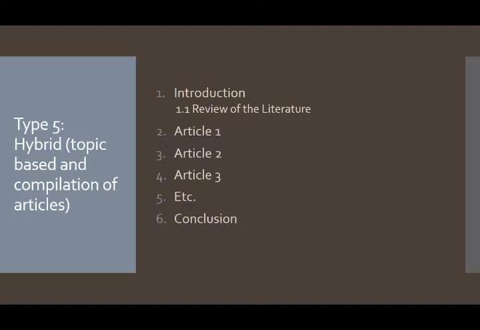The fifth and final type is called a hybrid, and this is a combination of the topic-based and compilation of articles. As you will recall, the topic-based is a collection of essays on related or connected themes, and the compilation was a compilation of research articles, but in this hybrid, the compilation is of essays and articles.